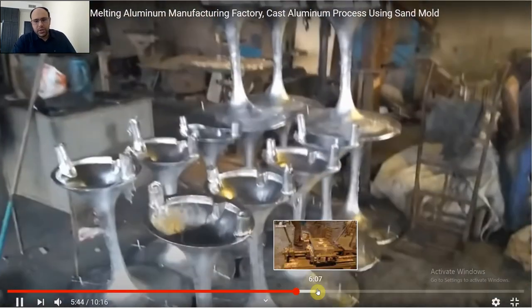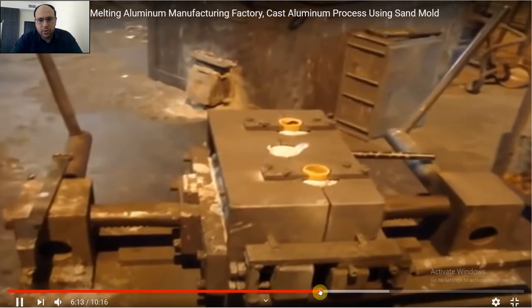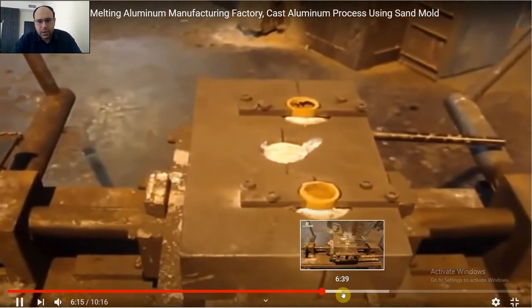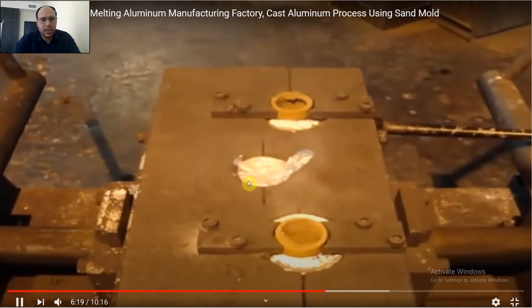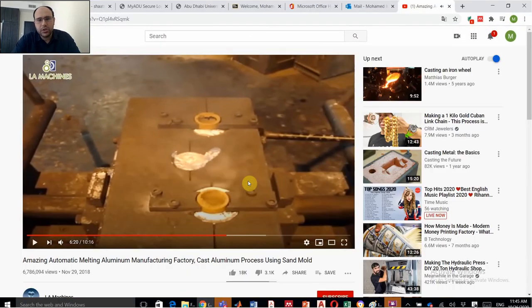So I'm just going to leave you with this video. This is one of the factories that depends mainly on sand casting and casting processes in general. So it would be interesting if you can all go over this video at home. Make sense?